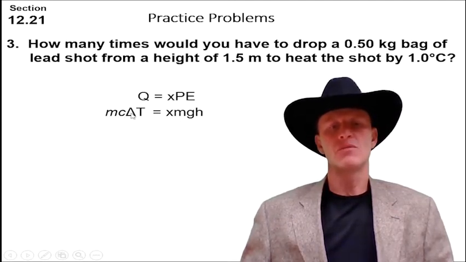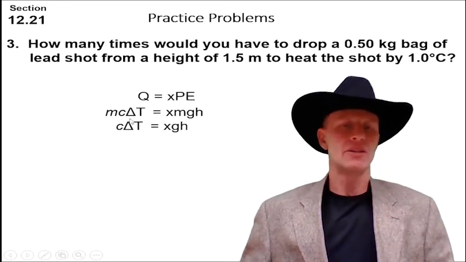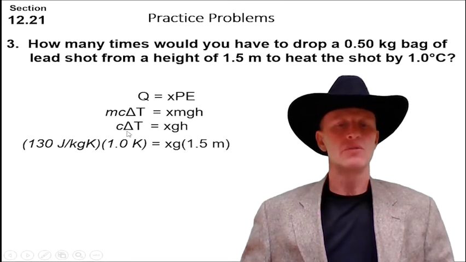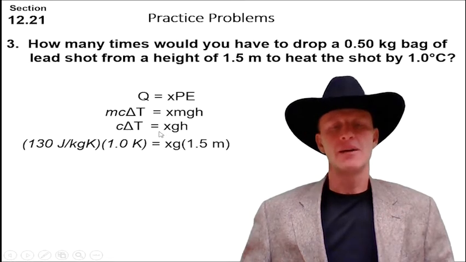Both m's represent the same thing, so the m's can be divided out in our equation. So we have c for the lead shot, which would be the 130, times the change in temperature, which would be 1. How many of those are in this g times h?